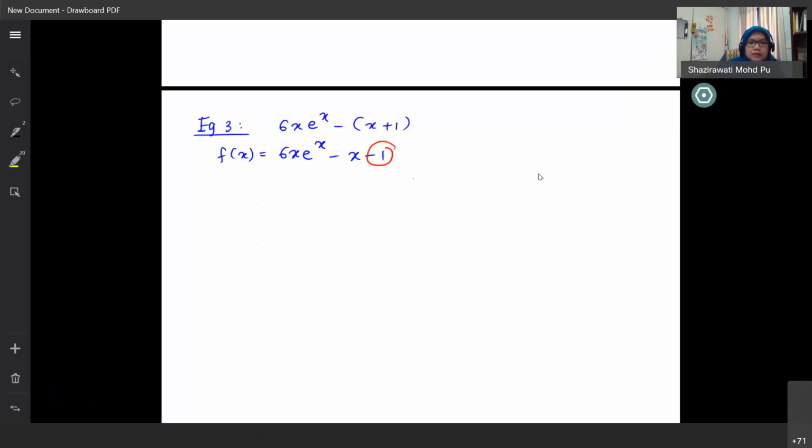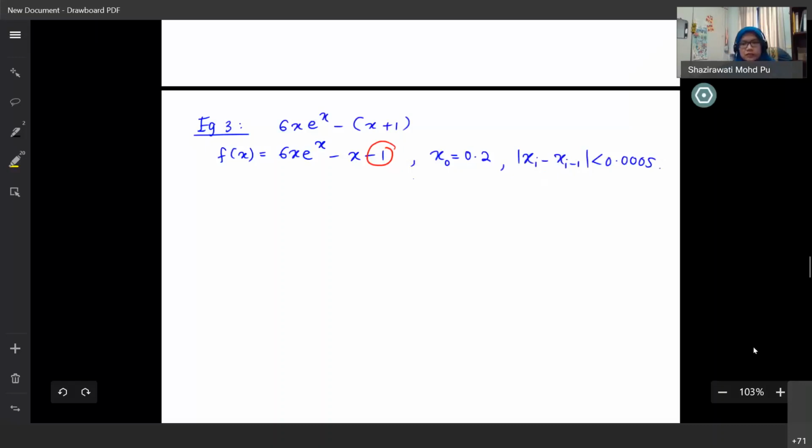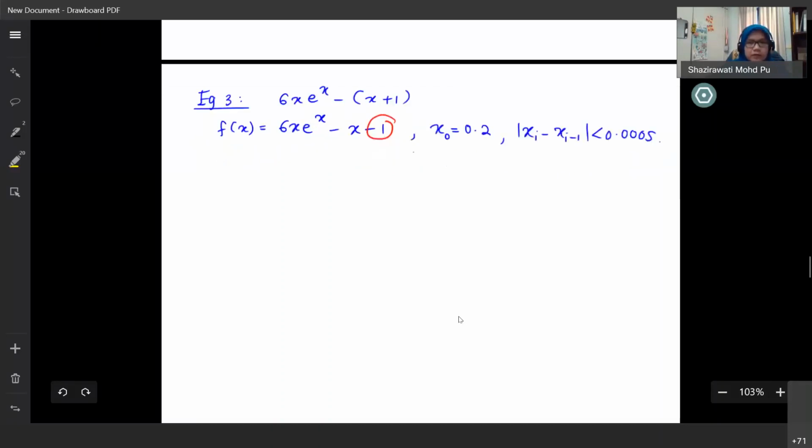And it is stated that your x naught that you need to use is 0.2. And then the stopping condition: the difference between two consecutive x must be 0.0005. For this calculation that we are going to do, we standardize to 4 decimal places, but in the test it will be stated. Okay, manually.